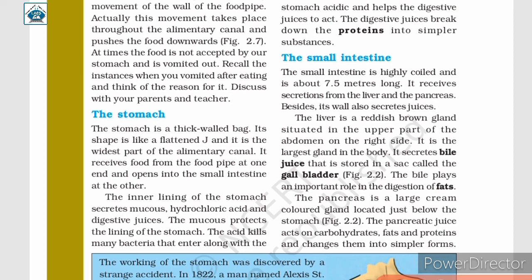We will discuss the small intestine in the next class.